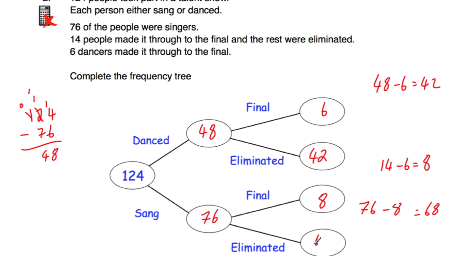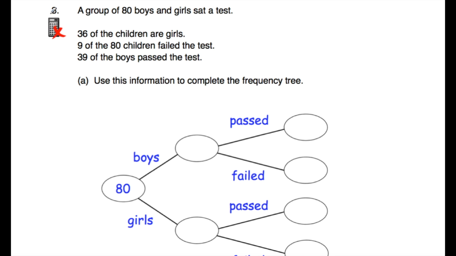So that means there must have been 68 singers that were eliminated. And that's it, that's our frequency tree. Okay, let's have a look at question number 3.